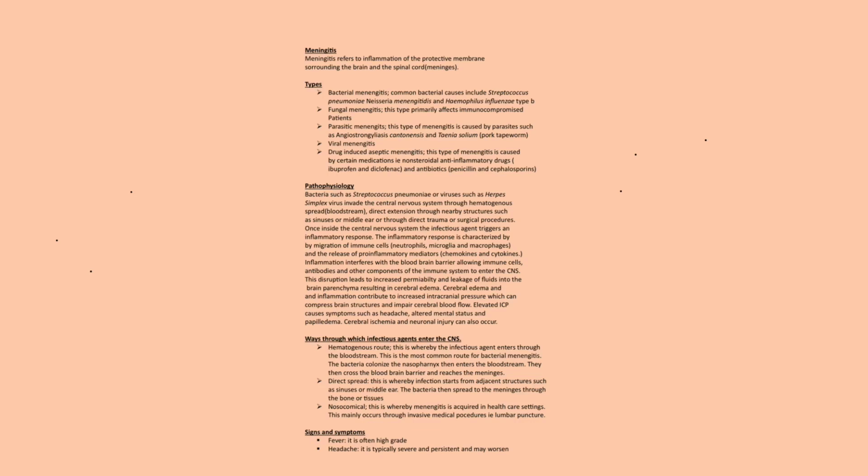So when they are released, they migrate to the brain meninges. So the inflammation process itself interferes with the blood-brain barrier, making it permeable. And so also leakage of fluids occur into the brain parenchyma, resulting in cerebral edema. So the cerebral edema compresses the brain structures and impairs cerebral blood flow and results in elevated intracranial pressure.